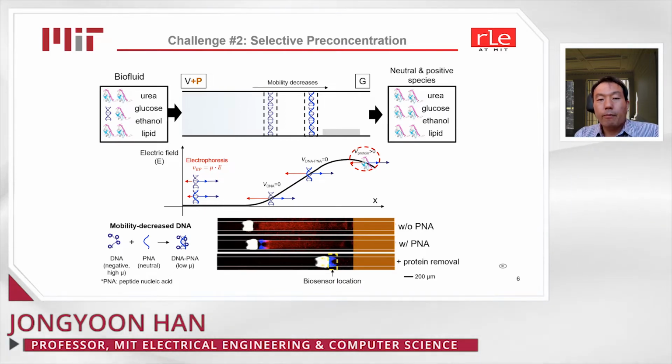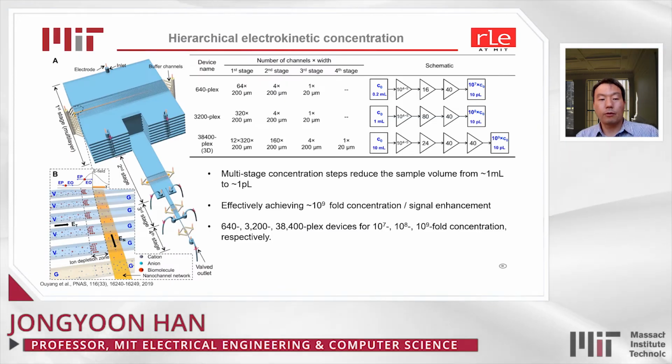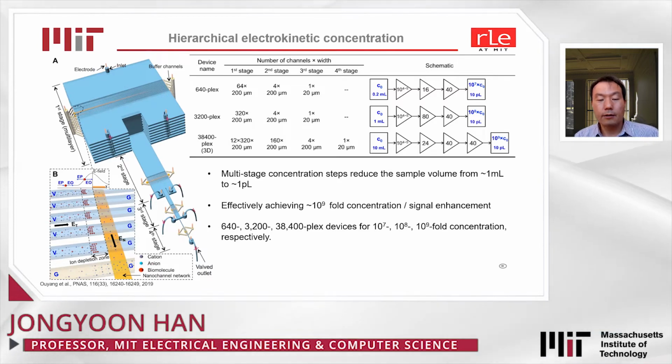By combining these two recent innovations, we published this very important paper, in my personal opinion, and it was a great milestone for our group. What we defined as a hierarchical high throughput concentrator system. This device is relatively complicated because its job is really bridging the volume gap between a milliliter and the picoliter. So it has multi-stage concentration steps.